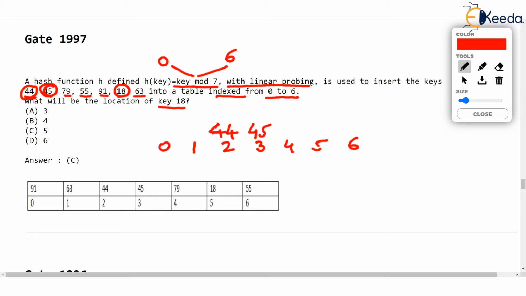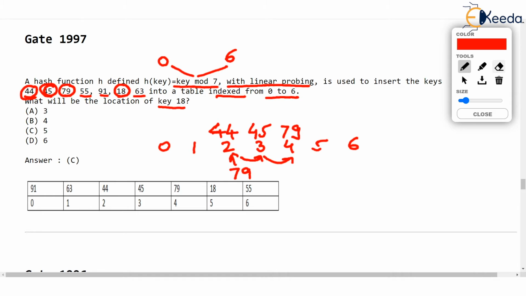The next key 79, you observe. 79 divided by 7: 7 elevens are 77, so the remainder is 2. So actually 79 should go at the second address. But the second address is already busy storing 44. So we call this a collision, and if there is a collision, we use linear probing. Linear probing says that if the location you are mapping to is already booked, then you see just the next location. If it is also full, observe the next location, and it is empty, so you can store 79 at the fourth location.